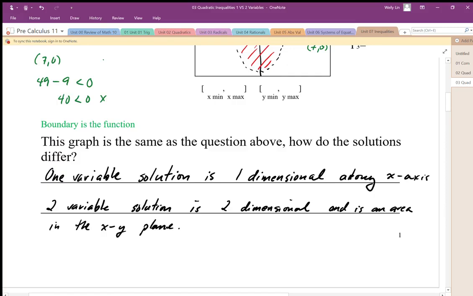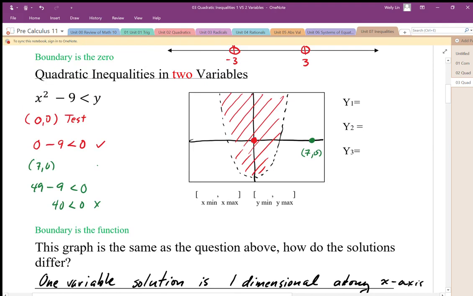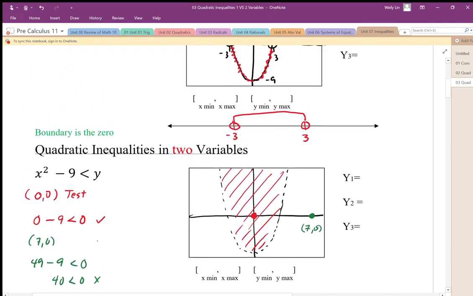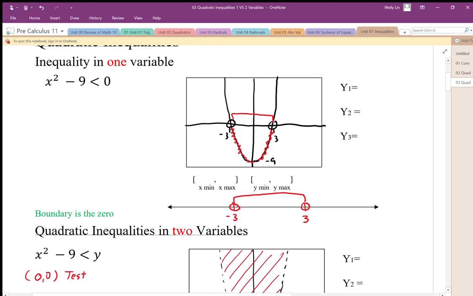Okay, so there we go. That's a major difference between a one-variable situation and a two-variable situation. In two variables, the boundary is the function and the solution is an area. In one variable, the boundary is the zeros and the solution is along the x-axis.